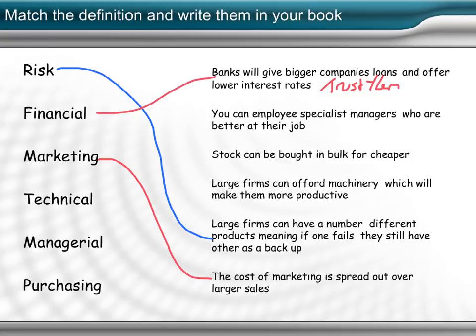The next one, technical. Large firms can afford machinery which will make them more productive. Managerial, you can employ specialist managers who are better at their job. And then finally, purchasing. Stock can be bought in bulk for cheaper.